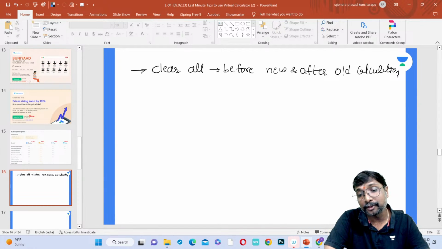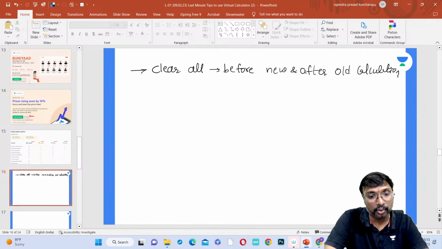Without clearing this, if you go ahead, what will happen? You will be getting the old value answers, yes or no? So to avoid this situation, what do we need to do? You just have to clear this data first of all. Without clearing the data, don't go for the next one, isn't it, everyone?